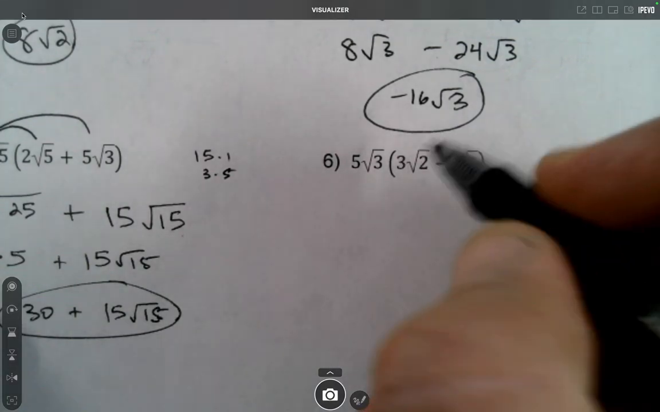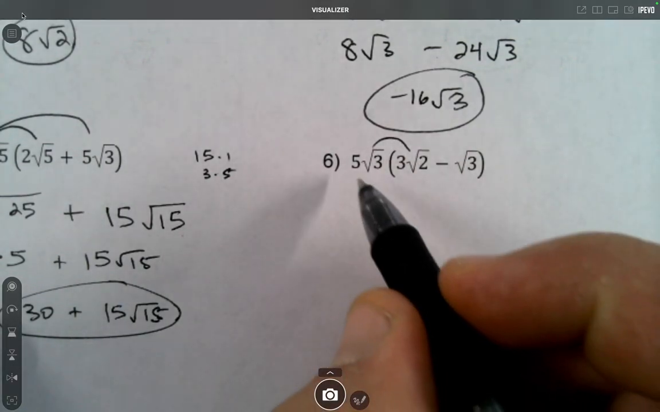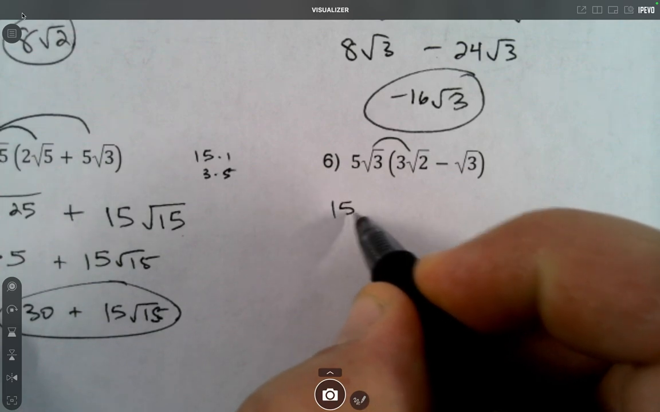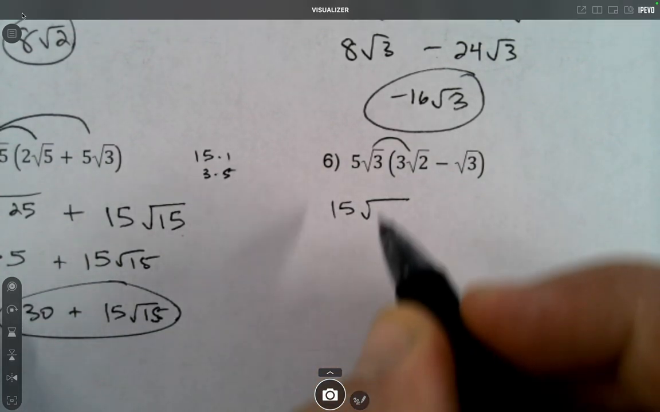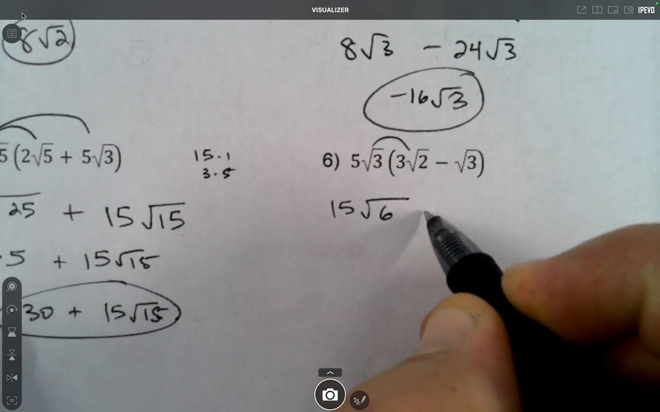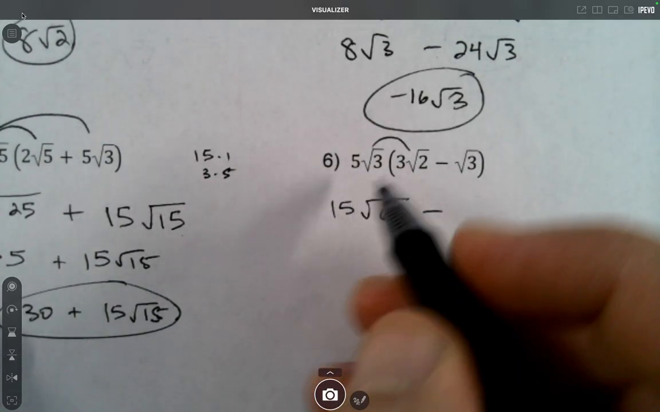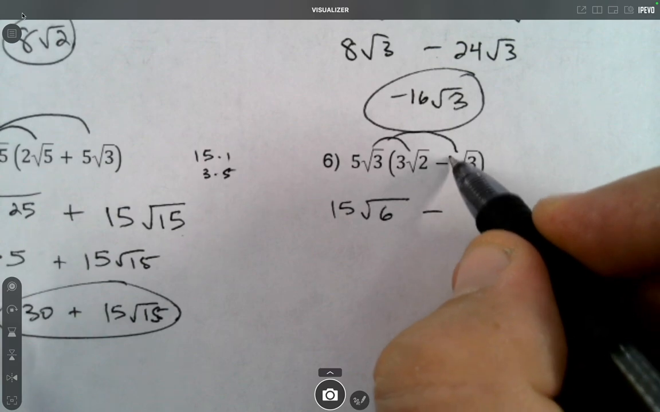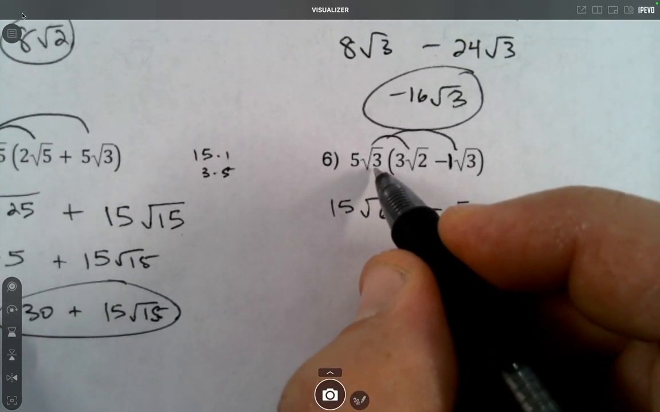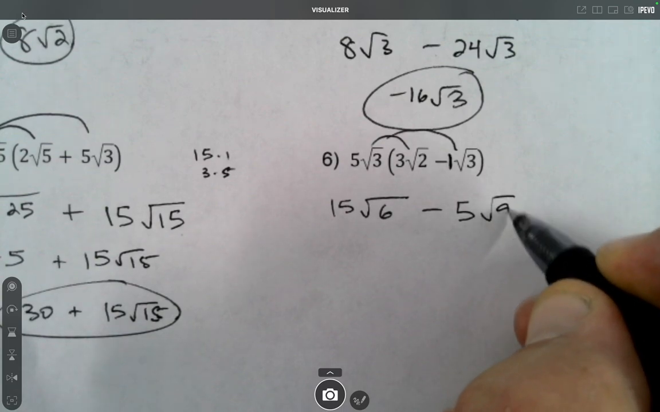Okay, number 6, same idea. We'll distribute. 5 on the outside, 3 on the outside. 3 on the inside of the radical, 2 on the inside of the radical. Then there's an understood 1 out here, so 5 times the 1. Then square root of 3 times square root of 3 is the square root of 9.